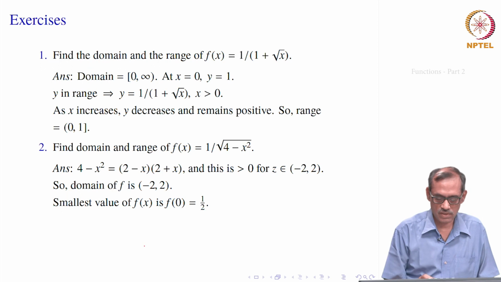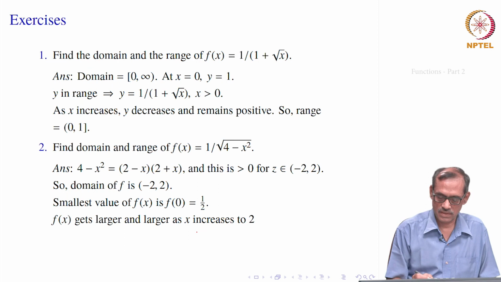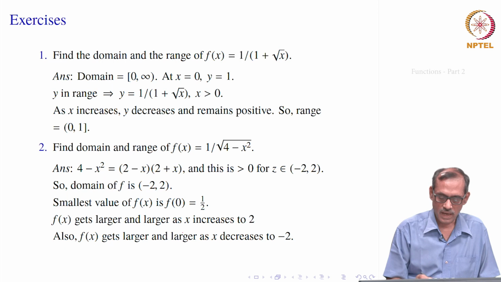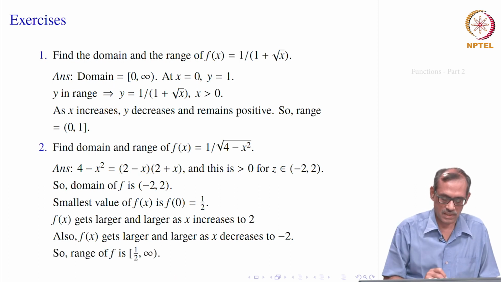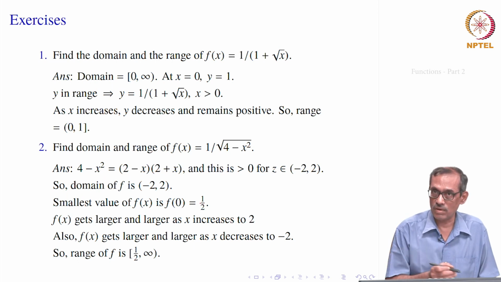Then what should be the range? For that we may have to observe something more. So, the smallest value can be half. You can check that by inspection. f(x) gets larger and larger as x increases, but it can increase only up to 2, not more than that, and it gets larger and larger as x decreases to minus 2 also, because of that factor (2 minus x) into (2 plus x). So, both ways it is increasing, and the range cannot go below half.